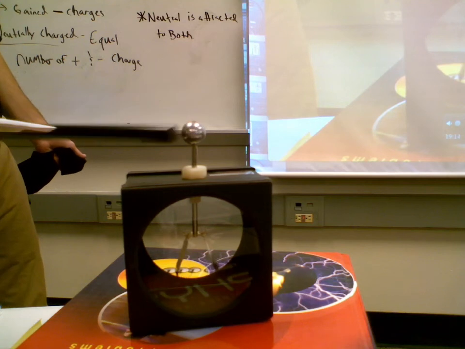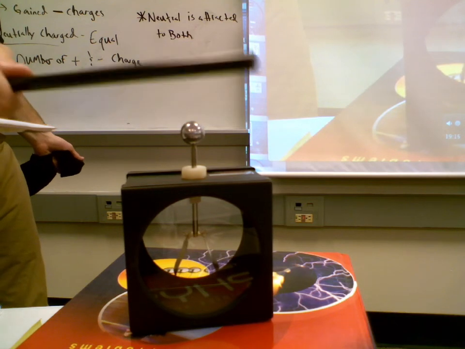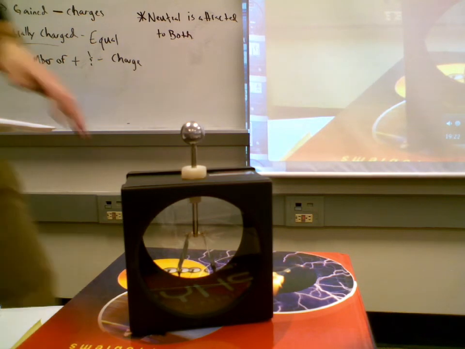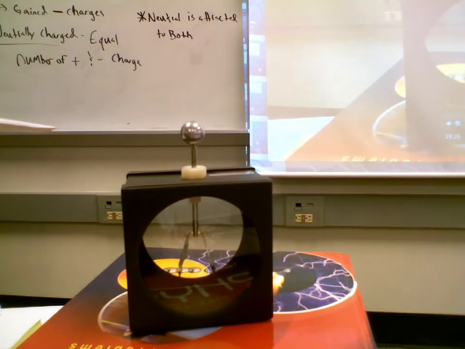I'm going to do this, bringing it in and out. I left electrons on the electroscope. And we can see because the leaves are spread out, right? So that means there's more negative charges there. Does that make sense?